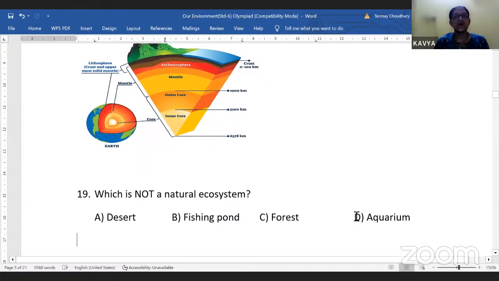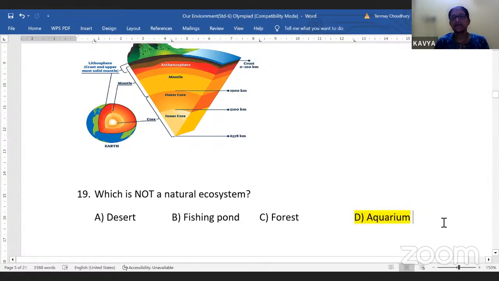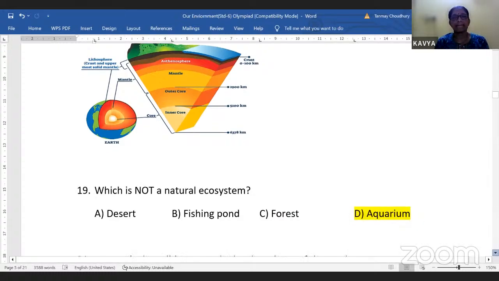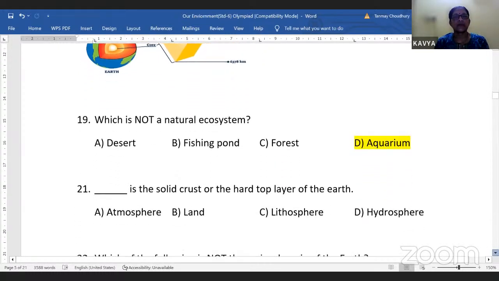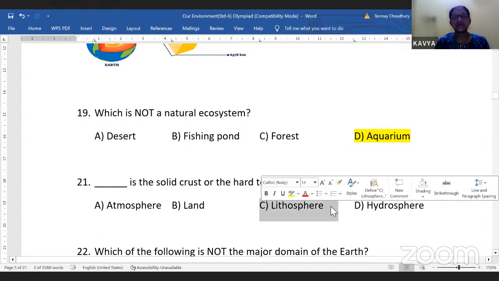Next, which is not a natural ecosystem? This also we had done. Natural ecosystems are a desert, a pond, a forest, but an aquarium is not a natural ecosystem. It is man-made. Dash is the solid crust or the hard top layer of the earth. So that is the lithosphere, which we have already done. Just now, I showed you the picture.